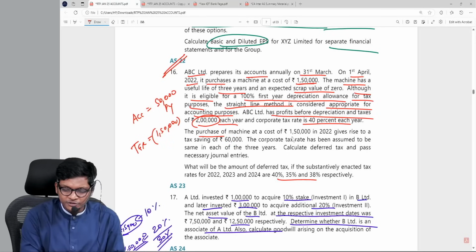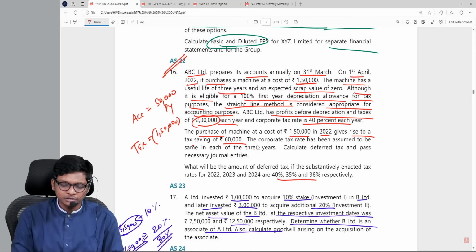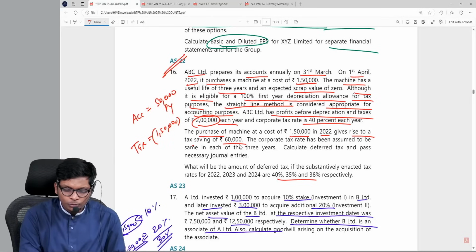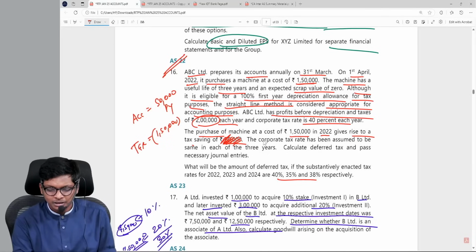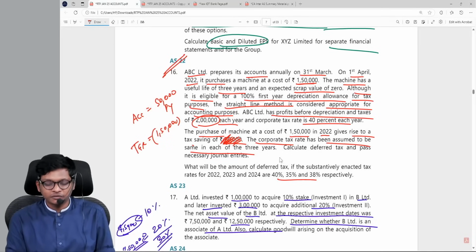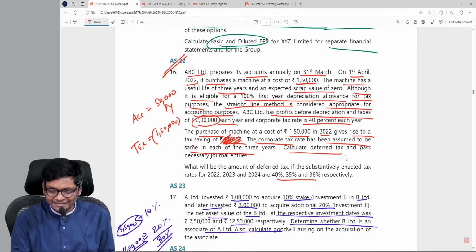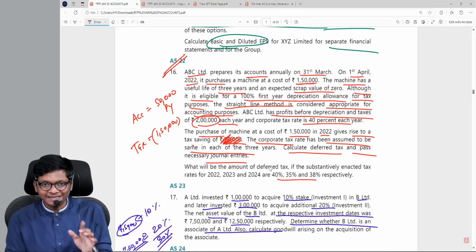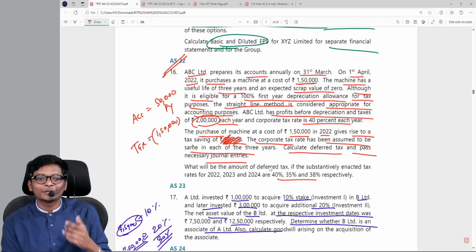The purchase of machine at a cost of 1 lakh 50 in year 1 gives rise to a tax saving of 60,000. Okay. How, sir, 60,000? Even if they don't give this, I will show you how that comes. The corporate tax rate has been assumed to be the same in each of the 3 years. Calculate deferred tax and pass journals. Deferred tax liability or asset, we have to find out.